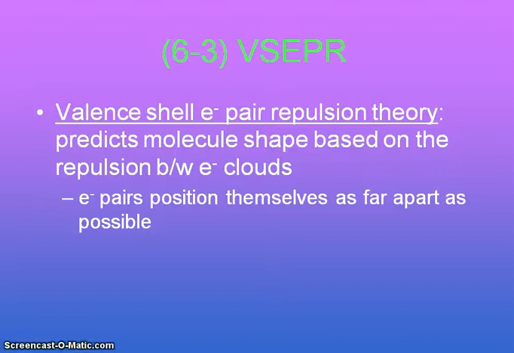Chapter 6, Section 3 begins with the VSEPR theory, which stands for valence shell electron pair repulsion theory. This VSEPR theory is going to predict what our molecule shapes are going to be, and that's all based on the position of the electron clouds. Electrons are all negatively charged, so they want to position themselves as far away from each other as possible, which is then going to determine the shape of a molecule.